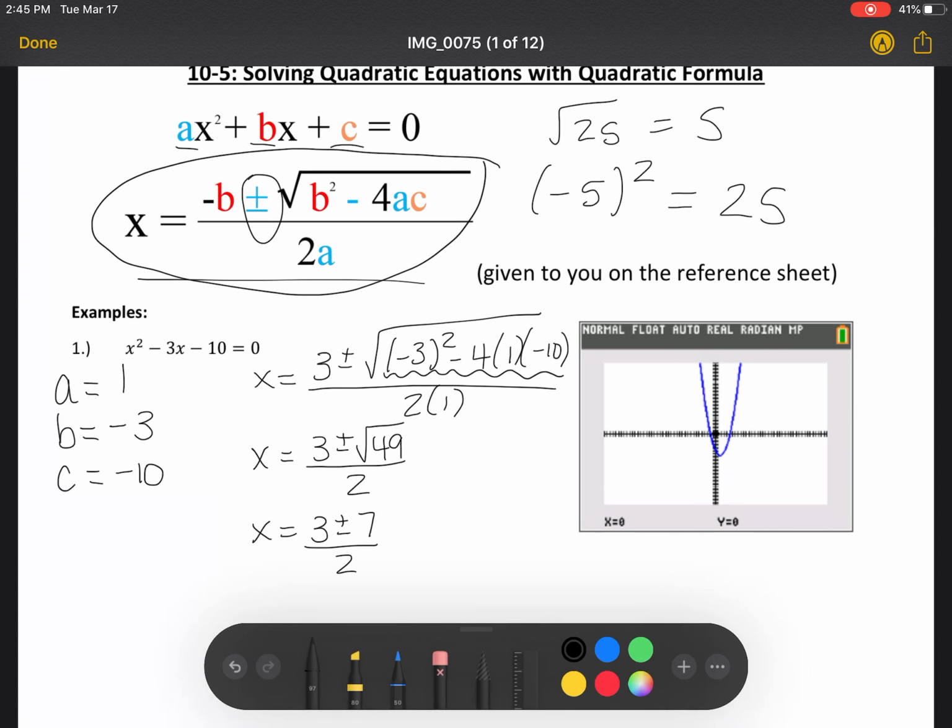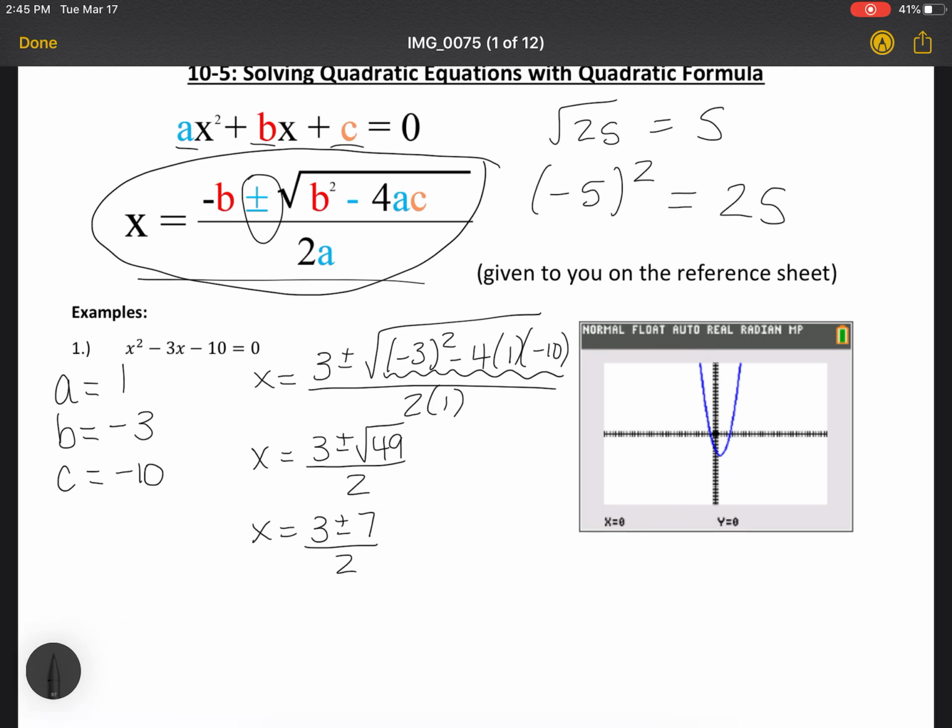Now your last step for this is that you want to take the one solution that we have right now and just split it up into two solutions. One of your solutions is going to get the positive from here, the other is going to get the negative. So it's going to look like x equals 3 plus 7 divided by 2, and x equals 3 minus 7 divided by 2.